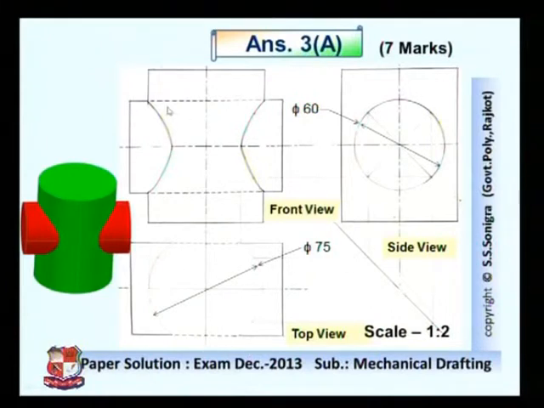This is the solution. Dotted line, center line, insert dimension 560, and name the views: top view, front view, and side view. If you have changed the scale, suppose diameter 60 is too big to draw in the drawing sheet, you can change the scale. You can write here scale 1 is to 2.